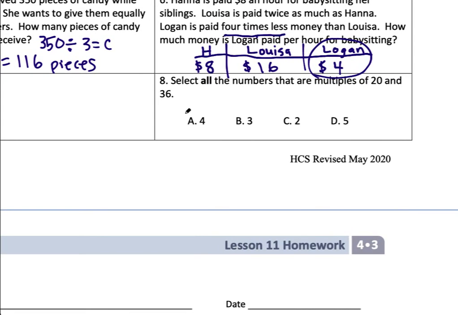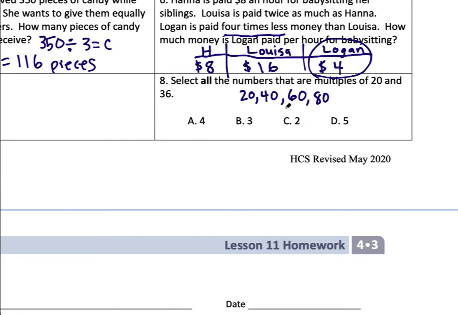Number 8, select all the numbers that are multiples of 20. Well, multiples, remember, means you have to multiply. So multiples of 20, for example, 20 times 1, 20 times 2, 20 times 3, 20 times 4, 80. Guys, this is a typo. None of these are multiples of 20. Maybe if you put zeros on these, then these two would be multiples of 20. But this is a typo.